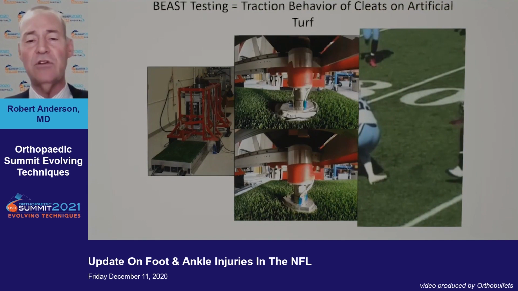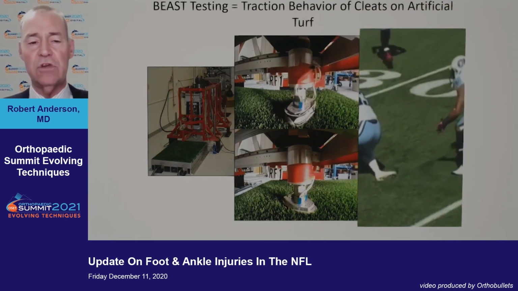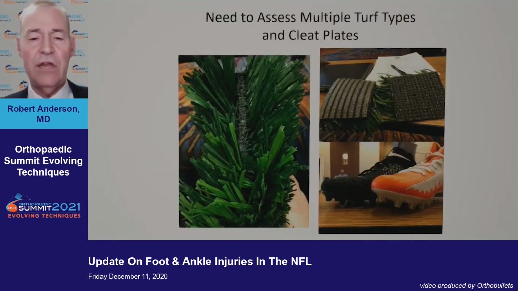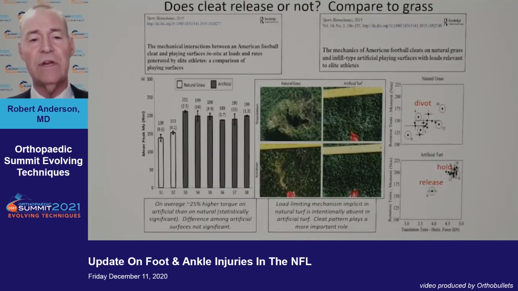Basically it's the traction behavior of cleats on artificial surfaces. So again, we can mimic rotation, traction, torsion, and such on multiple turf types. And turf types are different from company to company. It's a very, very complicated situation. This is a little bit of a busy slide, but what we're trying to do is compare synthetic to grass. If you look at the pictures in the middle, you'll see the divot that's created with a torsional injury on grass. The cleat releases, and energy is released.